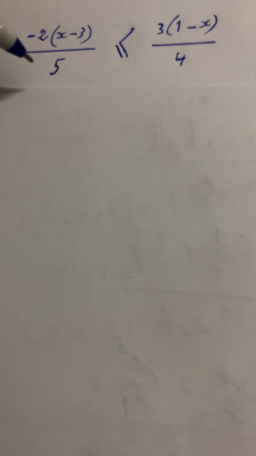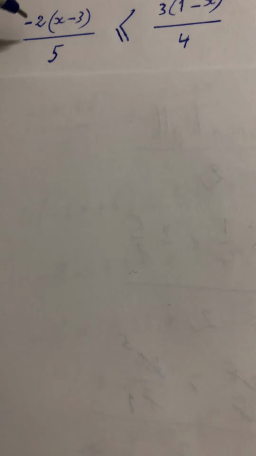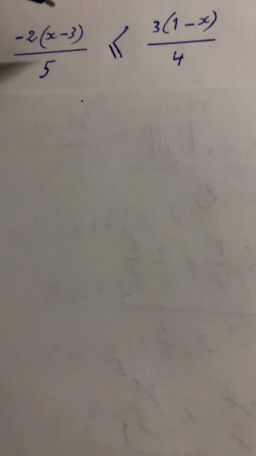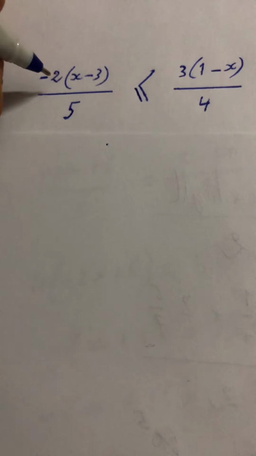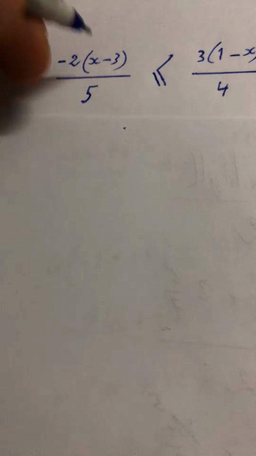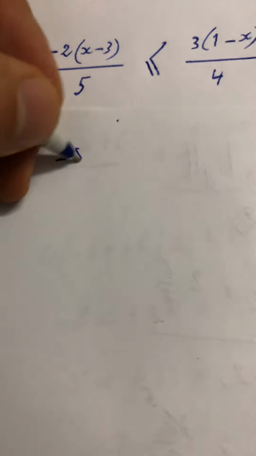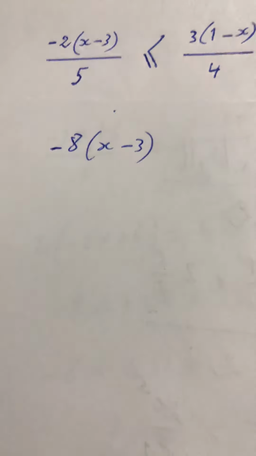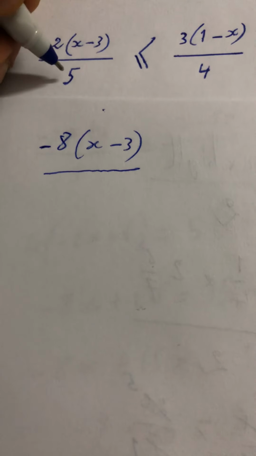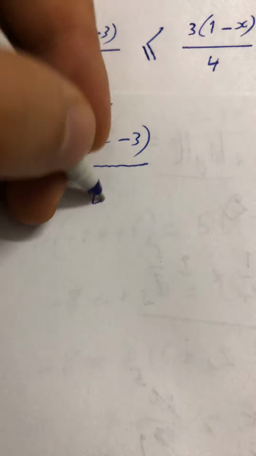So I multiply by 4 here, and here and there by 5, to have 20 here and 20 there. And you can simplify by 20. This is the idea. So multiply by 4: minus 2 times 4, minus 8. So it will be minus 8 times (x minus 3) over 20 also here, do not forget.